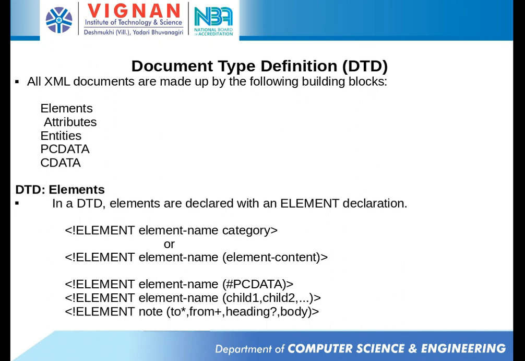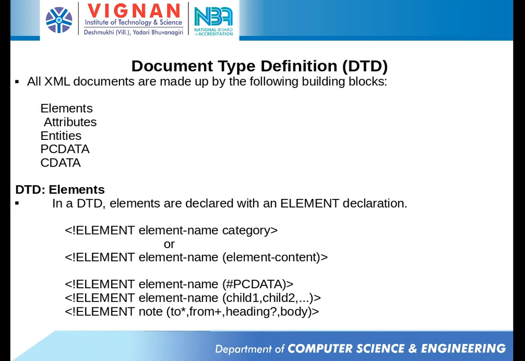If an element is directly holding the data, we specify that data. As you can see, ELEMENT, space, element name, space, PCDATA, parsable character data, is for an element which directly has data in it. Suppose I have an element which has some child elements in it. In that case, we specify it with the element name, and within parentheses we specify the child tag names in sequence, like child1, child2, child3, like that.